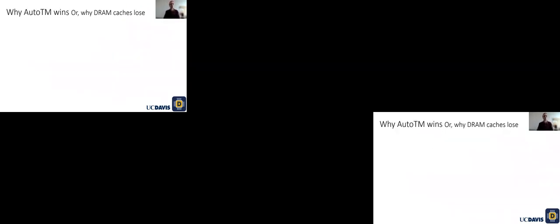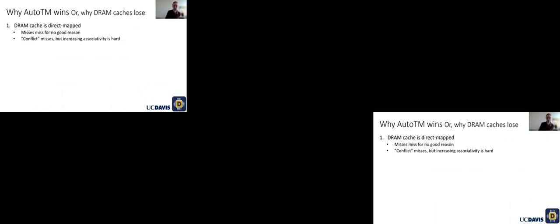Okay, so why does AutoTM win so much? Or maybe really the question is, why does the DRAM cache lose? We found three main reasons why the DRAM cache doesn't work very well and doing this software data movement is better. First, the DRAM cache in these systems is direct mapped. That means we end up with a lot of conflict misses, a lot of cases where, if we had an associativity of 2 or 4, they wouldn't be misses. But it's direct mapped, so they end up being misses.